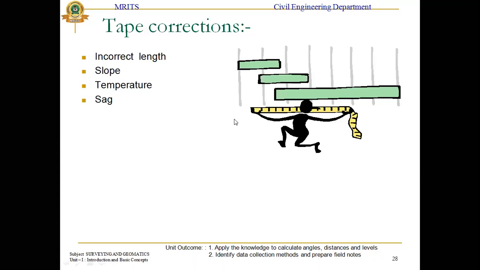Okay, next coming to the tape correction. Why will tape corrections be required? Sometimes because of temperature, sagging and sloping, or incorrect alignment of the line. Some errors will be there, sometimes temperature errors, and for that the correction formulas will be important from the calculation point of view.